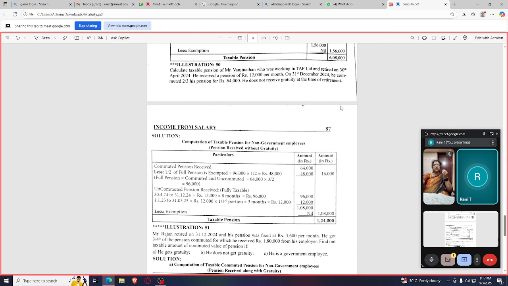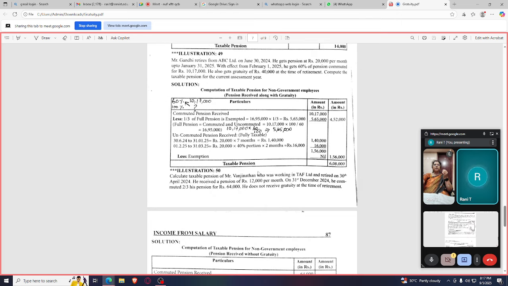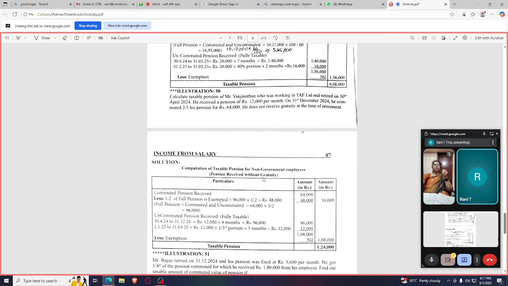Next problem also has the same pattern. I think you will find it so easy. The only difference is that this is with gratuity, and this is without gratuity. Let me go through. Here there is Vanjinathan from TAF Limited, who retires on 30th April. He received a pension of 12,000 per month. On 31st December he commuted 2/3 for 64,000 and he does not receive gratuity.